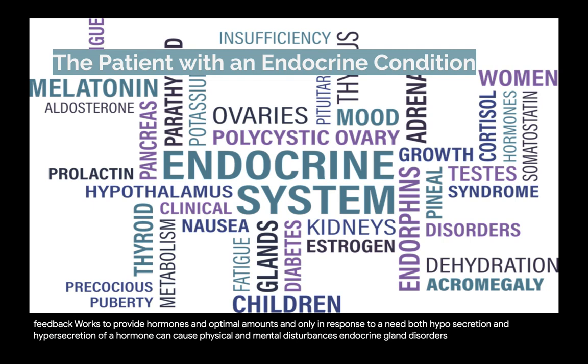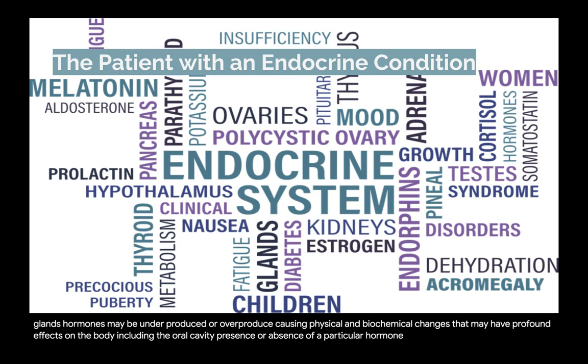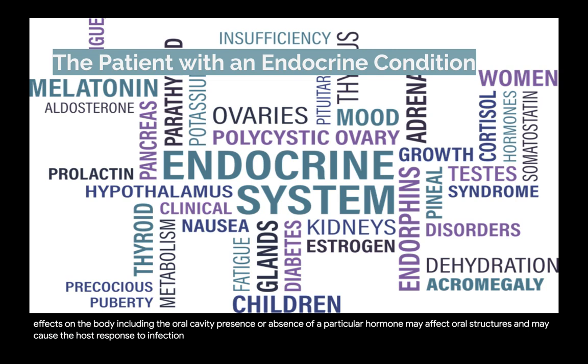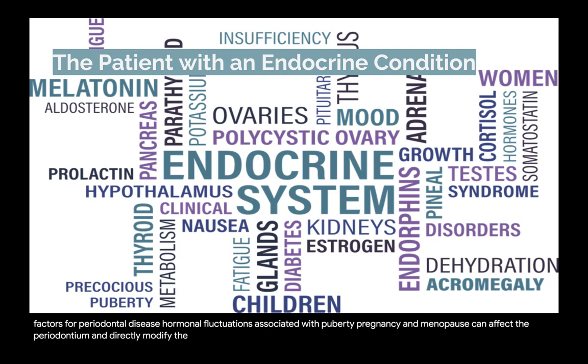Endocrine gland disorders. When diseases affect the glands, hormones may be underproduced or overproduced, causing physical and biochemical changes that may have profound effects on the body, including the oral cavity. Presence or absence of a particular hormone may affect oral structures and may cause the host response to infection, healing, or stress to vary. Many systemic diseases and disorders are risk indicators or risk factors for periodontal disease. Hormonal fluctuations associated with puberty, pregnancy, and menopause can affect the periodontium and directly modify the tissue's response to local factors.